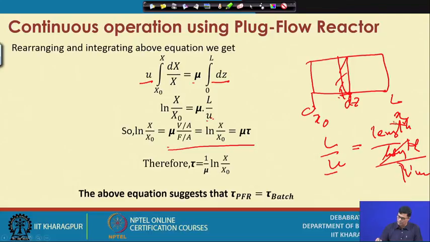So, length will cancel, the time will come. So, L by u is nothing but tau. Am I right? So, we can replace the ln x by x 0 equal to tau. So, we can write the tau, that is the space time of the plug flow reactor, is 1 by mu ln x by x 0. So, this is the same as the expression if you compare with the batch process. The tau plug flow reactor is equal to tau batch process, the same expression that we have.